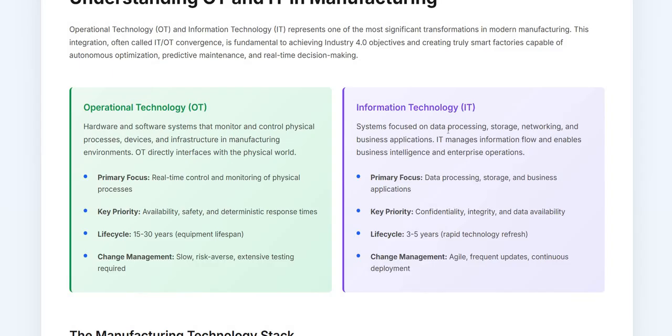And information technology shifts your eyes to the right. IT handles data after it exists. Servers store it, networks move it, applications analyze it. Timing works on seconds or minutes because nothing physical breaks if a report loads a bit later. Security priorities flip as a result. Data protection and correctness matter more than immediate response, and systems refresh frequently because software improves quickly.